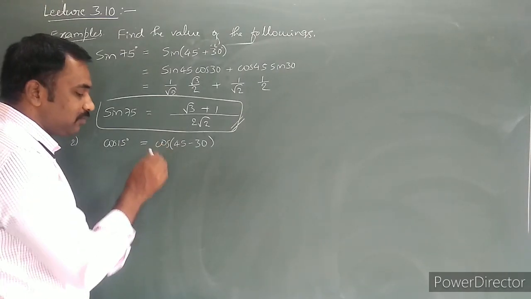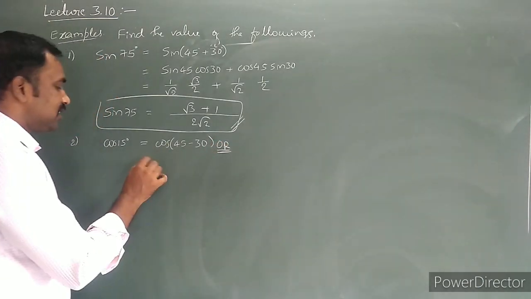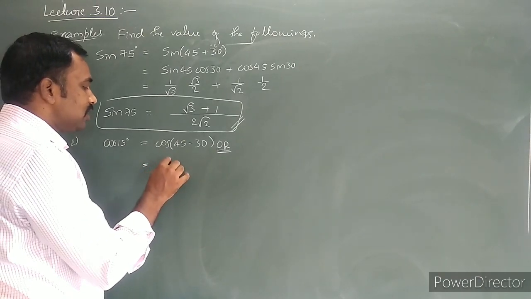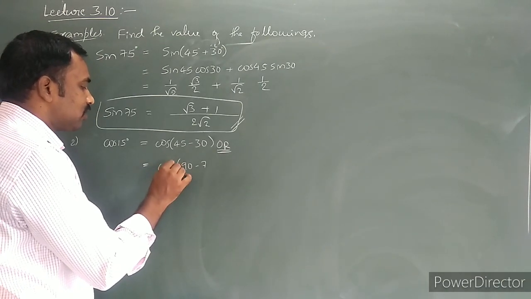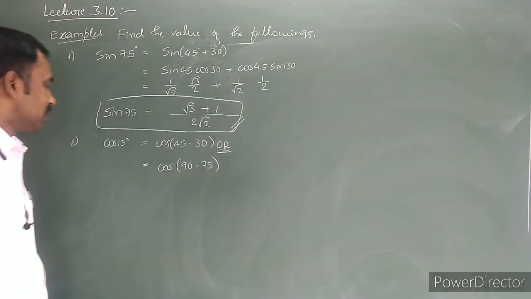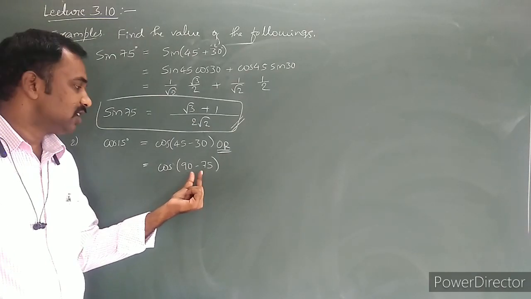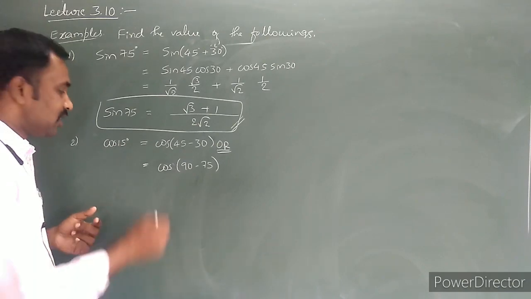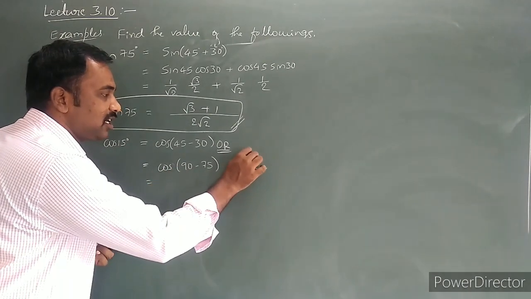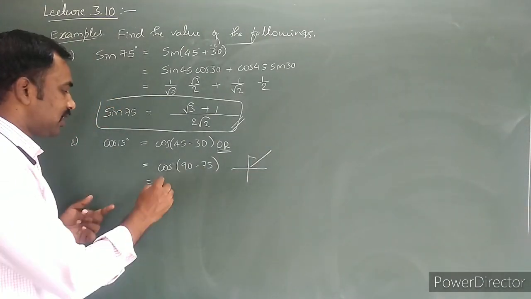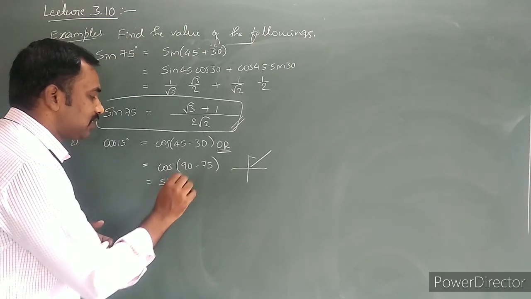You can use it. Instead of using this one, I just write cos of 15 as cos of 90 minus 75. 15 can be written as 90 minus 75. We already know the allied angles. So 90 minus 75 is 15. What is the cos of 90 minus theta? Cos of 90 minus theta, first quadrant, all the ratios are positive. 90 is there, so cos changes to sin of 75.